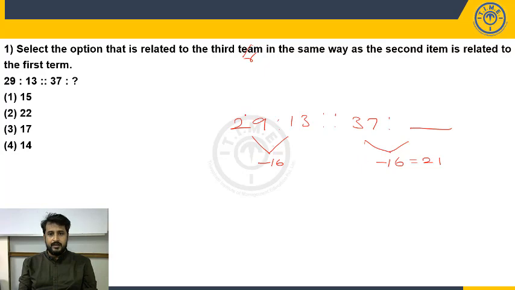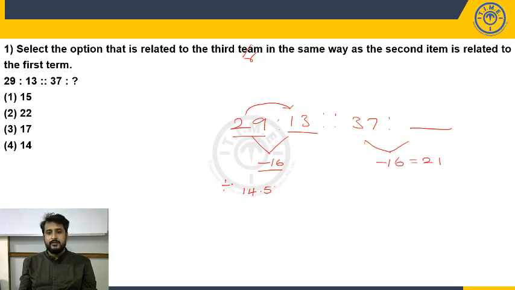Okay, but here checking the logic is not possible. Or we can check, but while checking, you have to remember the point: 13 is less than 29. How much less is it? In the difference logic, it is 16. If you go with the product or the division way, 29 divided by 2 is 14.5.